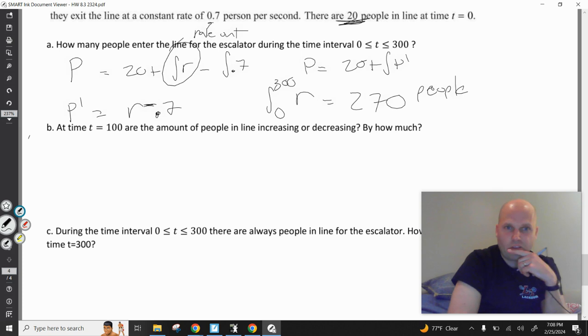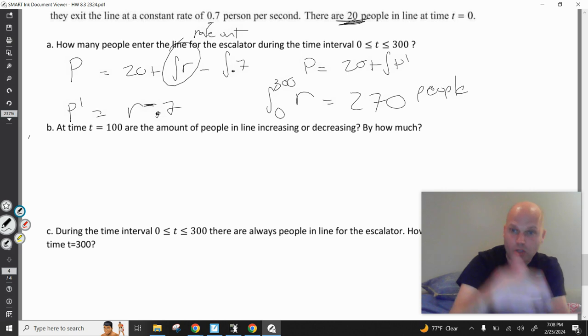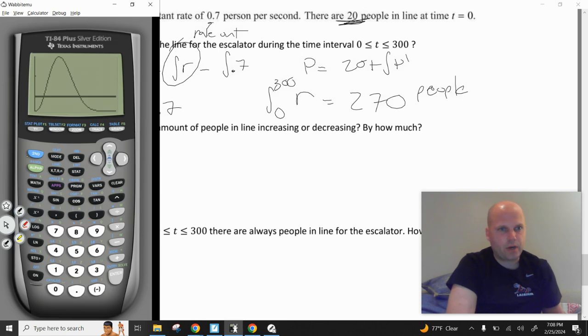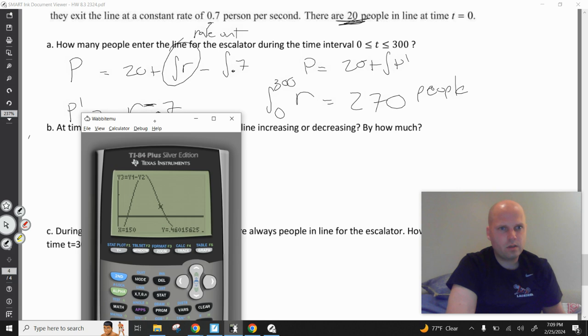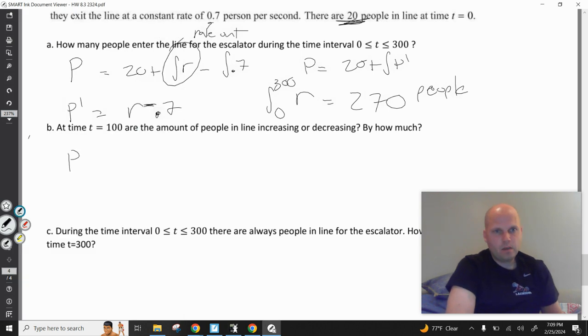At t equals 100, are the amount of people in line increasing or decreasing, and by how much? This is like when you look at the rate in versus the rate out. You want to look at all three graphs at the same time. Or you just look at p prime at when? 7? Is that really 7? No, 100. This is the y value of p prime. The value of p prime tells us how quickly p is increasing or decreasing. P prime, which is r minus 0.7 at 100, equals 1.875.